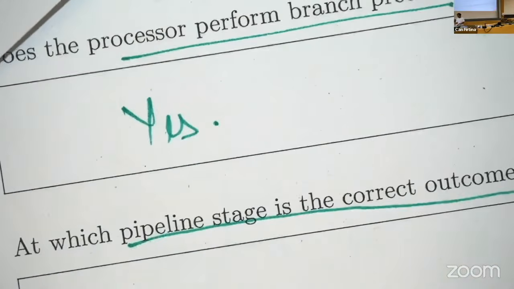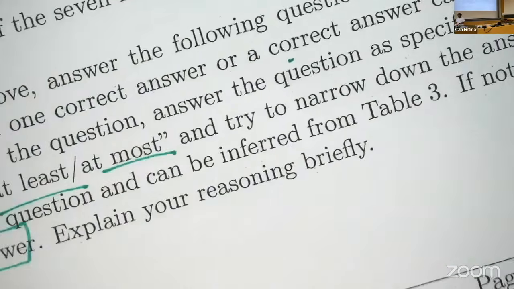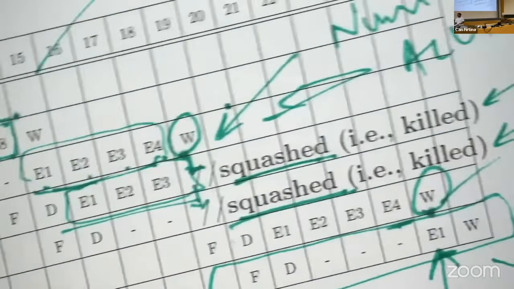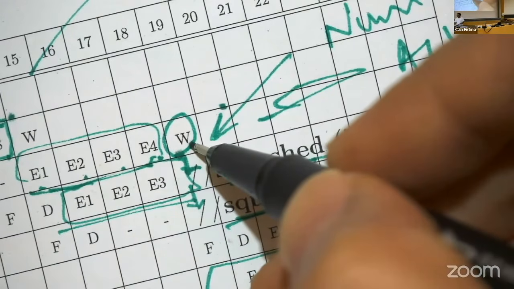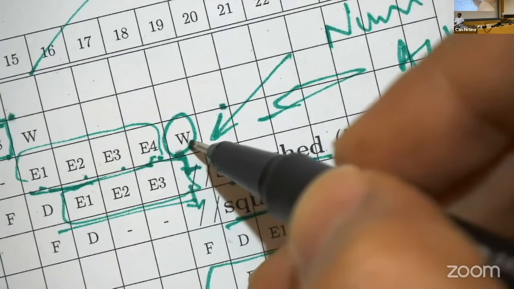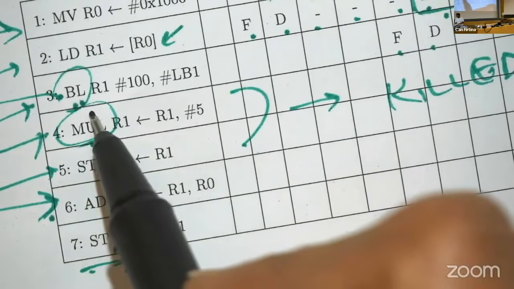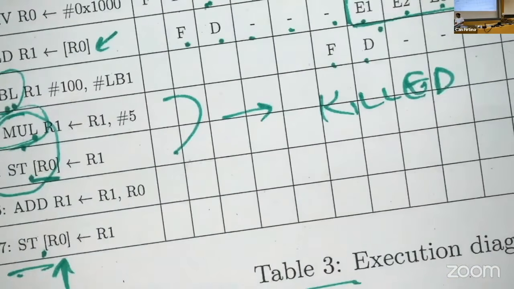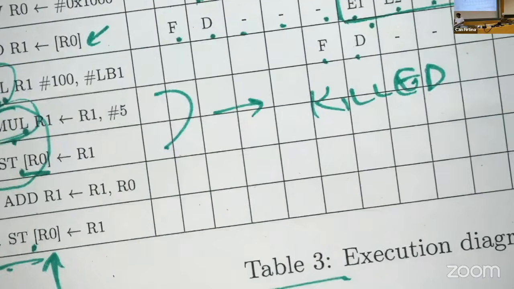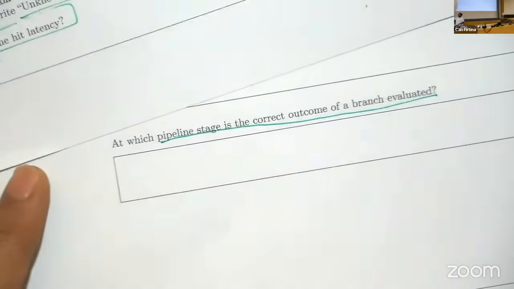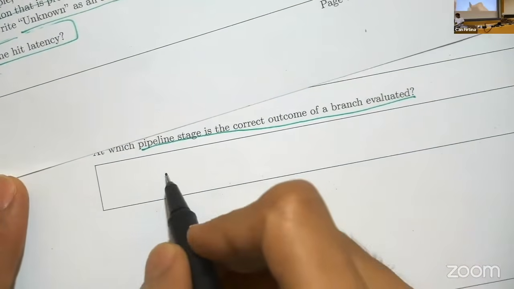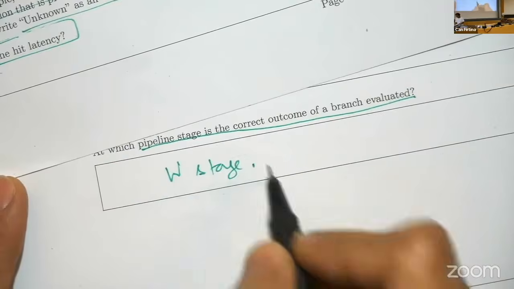At which pipeline stage is the correct outcome of a branch evaluated? The concept associated with this question was that the branch evaluation is committed at the W stage. When I know that my branch is not going to be taken at the W stage, I will kill the subsequent instructions. The subsequent instructions that were both killed were killed immediately after the W stage. So the correct outcome is evaluated at the W stage.